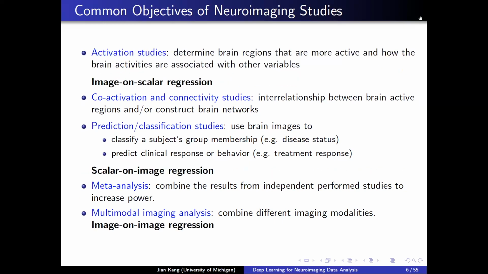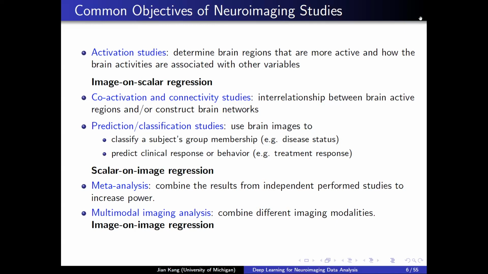If I have time, hopefully, I will talk about three different problems. One is image on scalar regression. Another is scalar on image regression. And also, if I have time, I will talk about image on image regression, which basically addresses different problems.